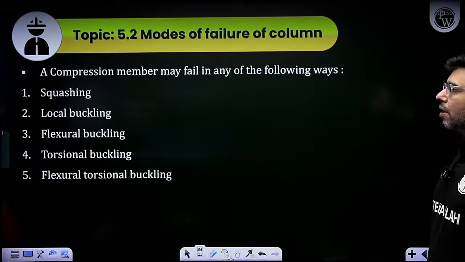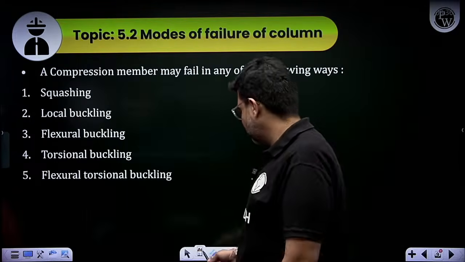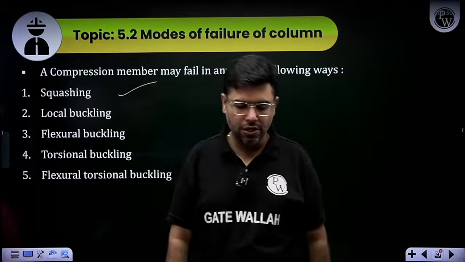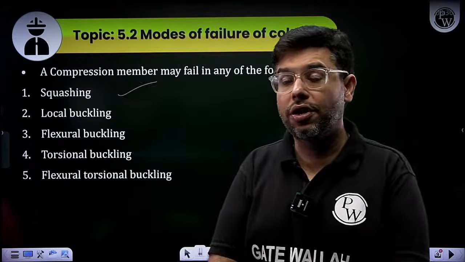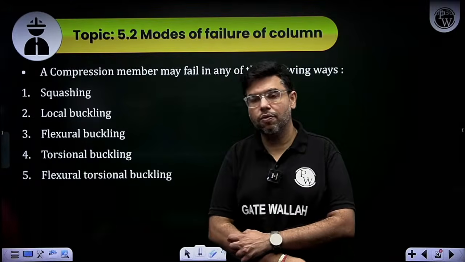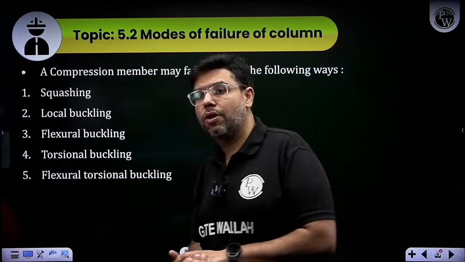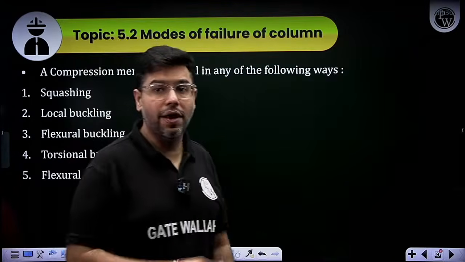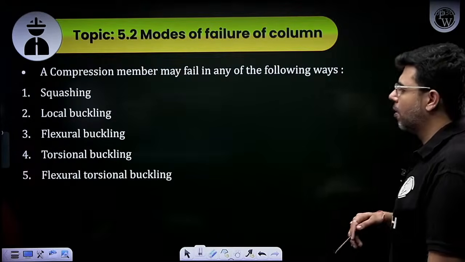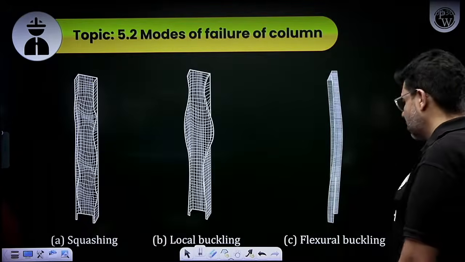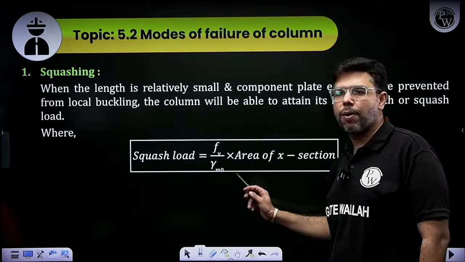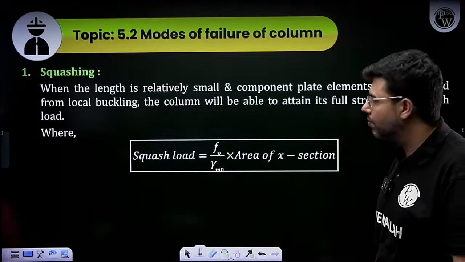Now a compression member may fail in various ways. The first type is squashing, like crushing. Squashing is analogous to crushing in an RCC, that is reinforced cement concrete, column. It happens in a very short column. When the steel reaches its yield value, it will yield, obviously leading to squashing. Then we have local buckling, flexural buckling, torsional buckling and flexural torsional buckling. So the first kind of failure is squashing. The squash load is nothing but Fy by gamma m0 into the gross area of the cross section.